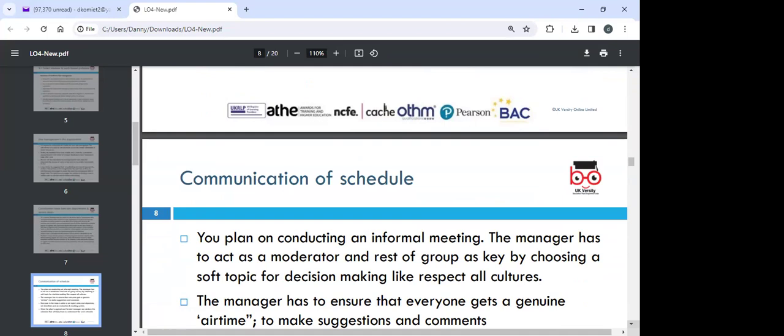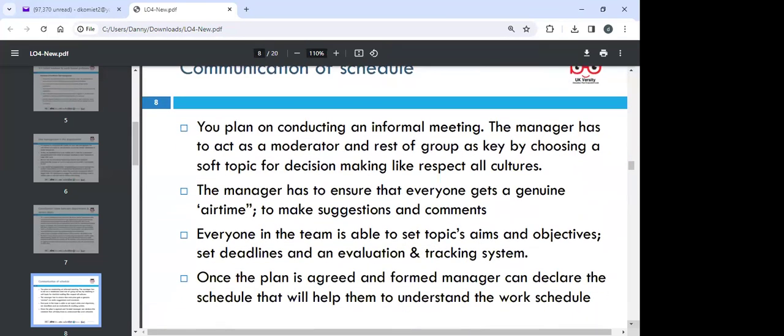Okay, and then let's look at communication of schedule. You plan or conduct an informal meeting.